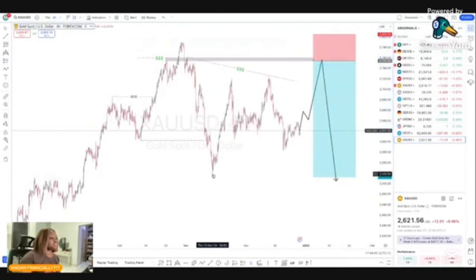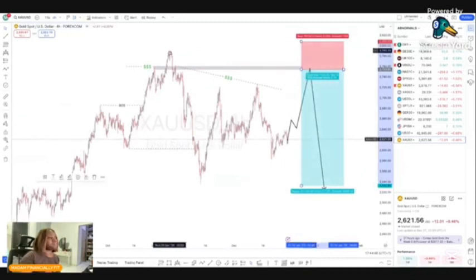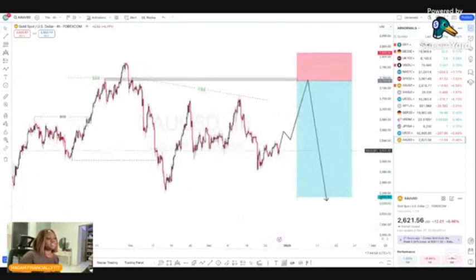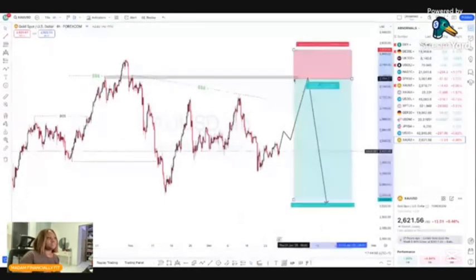So I'm just going to take it up to this zone, and of course, the SL will be above the head. All right. And this is my what? This is my trade idea for gold, just like that. This is the right one.